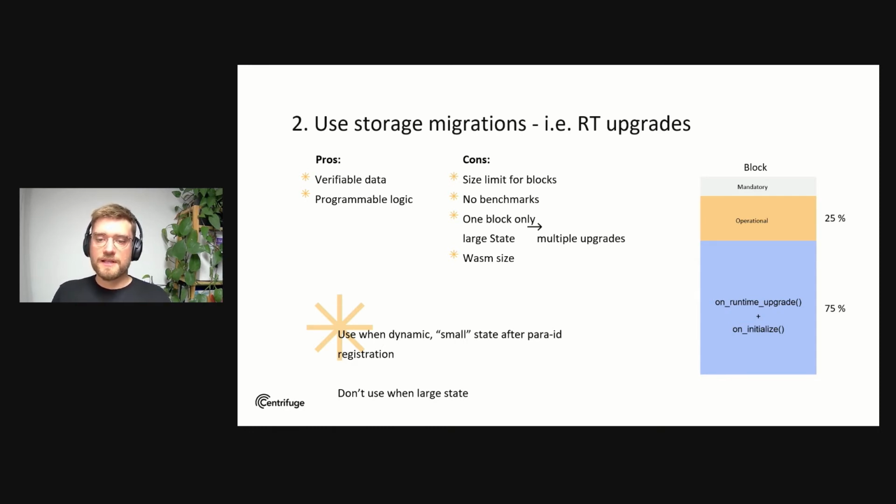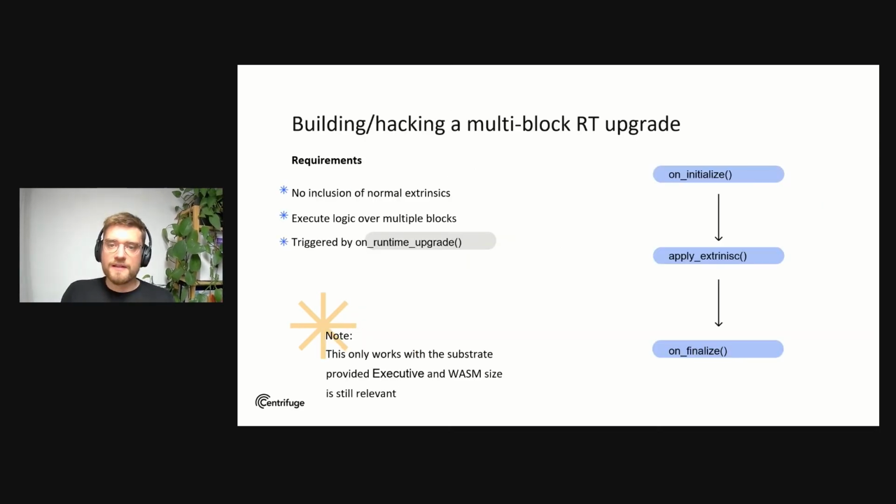So I would say use this one when you have a dynamic and rather small state after Parachain registration, but don't use it when you have a large state. And when we arrived at this point, I was thinking: okay, maybe it's possible to have runtime upgrade logic that runs over multiple blocks. So maybe this is possible.